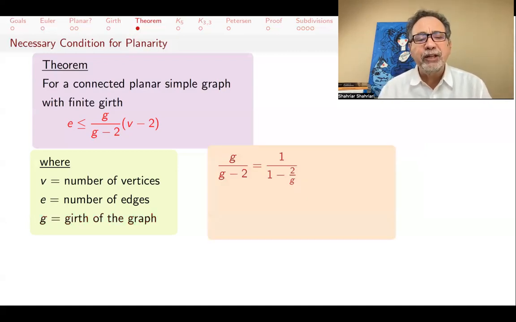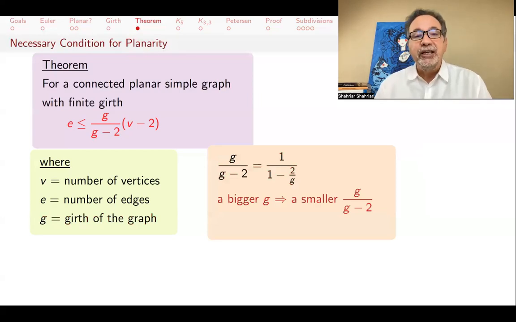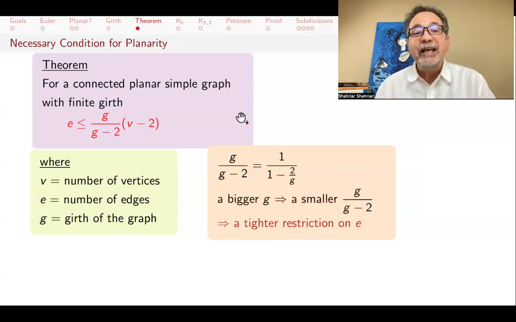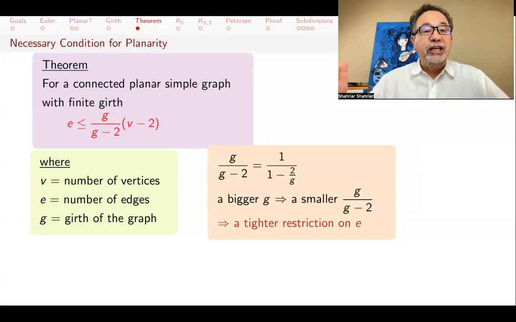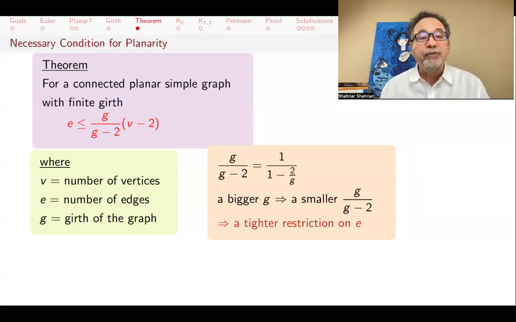Note that g divided by g minus 2, if you divide top and bottom by g, is the same as 1 over 1 minus 2 over g. This means that if you put in a bigger g, then 2 over g becomes smaller. So you're subtracting something smaller from 1. So the denominator becomes bigger. And so that means that the whole thing, g over g minus 2, becomes smaller. So the bigger g makes this coefficient smaller, and that will make a tighter restriction on E, which means that the bigger the G is, there's more restrictions on the number of edges. The Girth of a connected planar simple graph, the smallest that it can be, is 3.